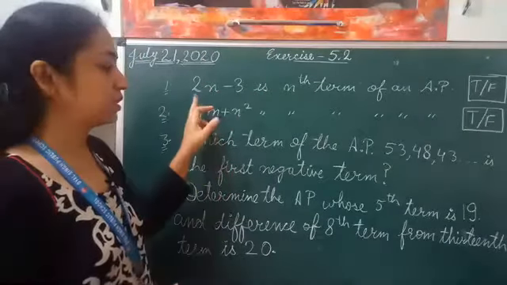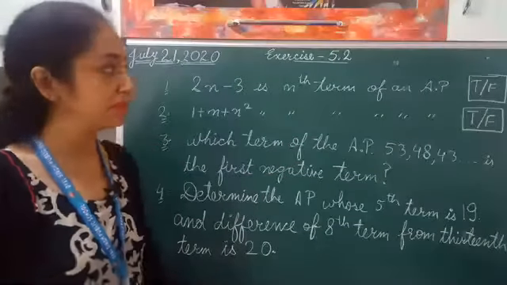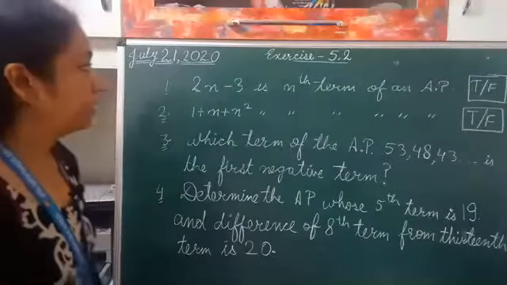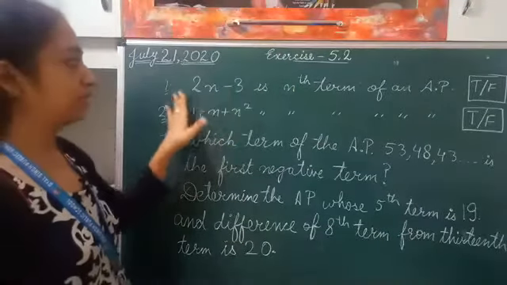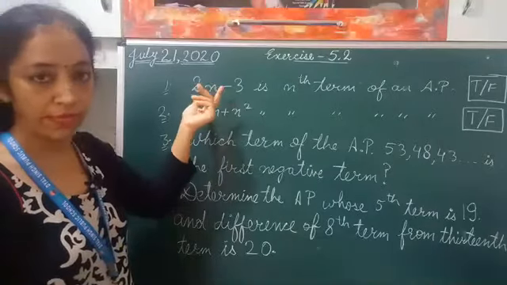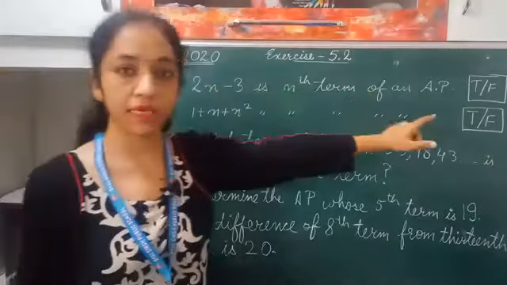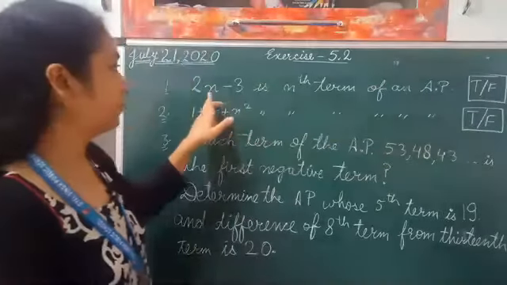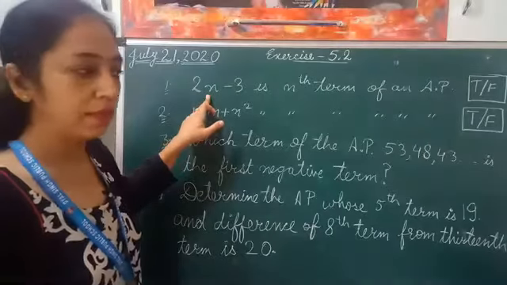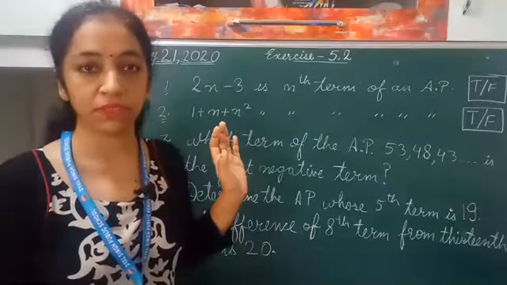My first question is: 2n minus 3 is the nth term of an AP. We have to check whether this is an AP or not, and the question is true or false, right? Here you may see that this is a linear term, okay? It is a linear polynomial in the powers of n. When you have this linear, in that case we can say that this is an AP, right? Here the power of n is 1. Otherwise, you will put the values of n as 1, 2, 3, and find out whether the common difference is coming out to be the same or not.